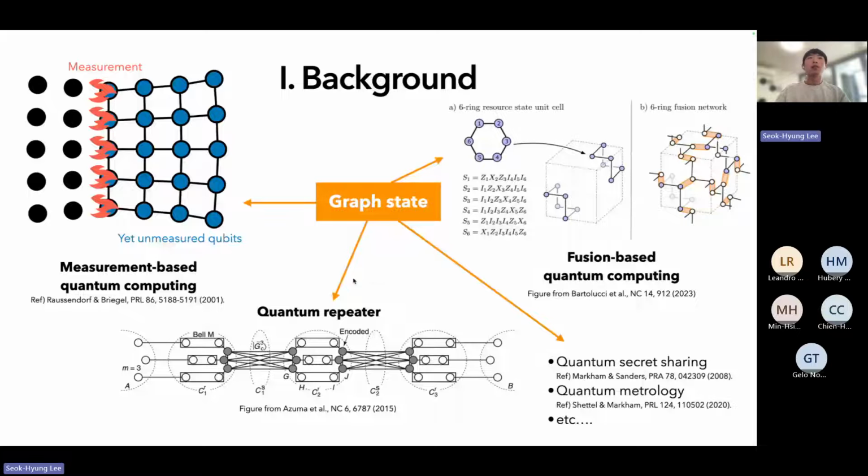So in those systems, MBQC and FBQC are more widely studied as candidates for future fault-tolerant universal quantum computing. And also for quantum repeaters, it is for quantum communication. Of course, we should use photonic systems for long-range communication.